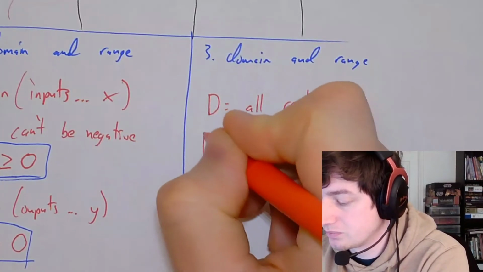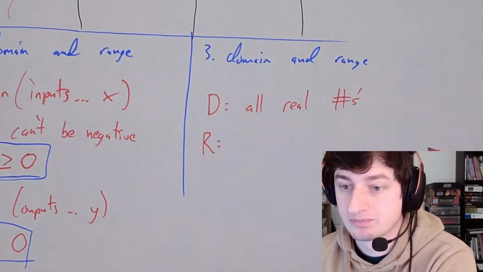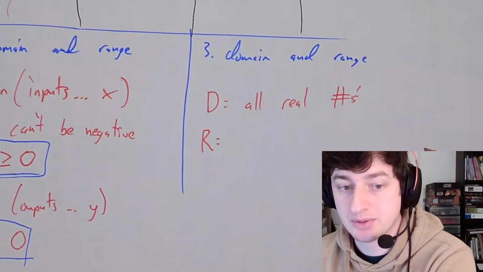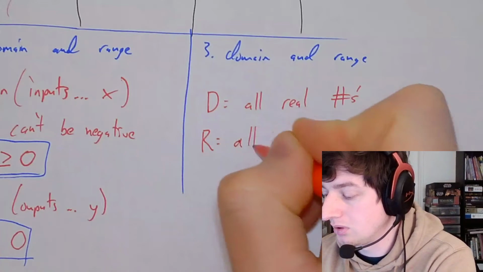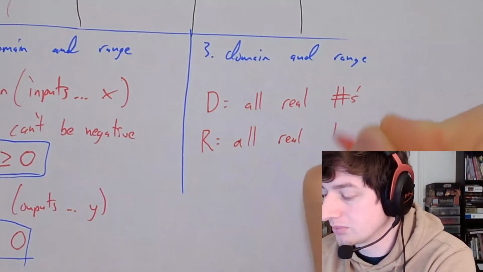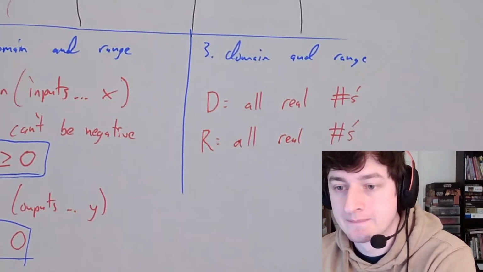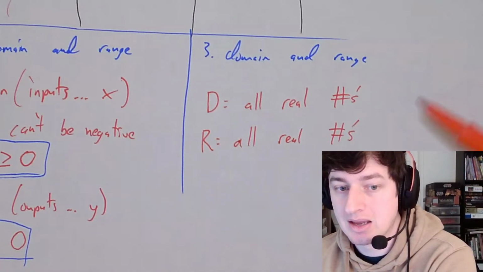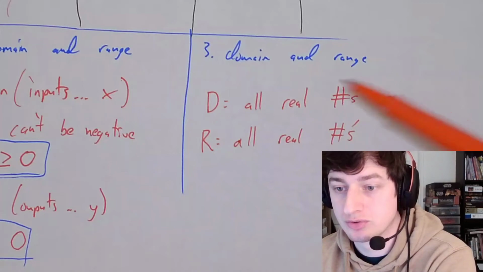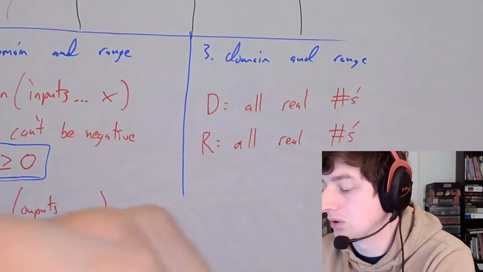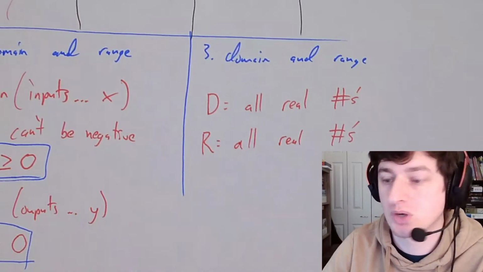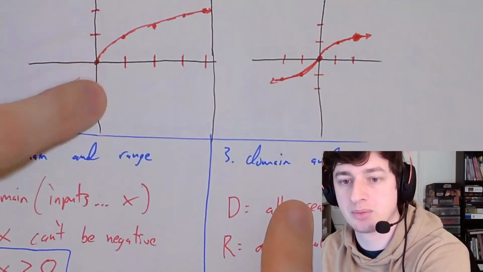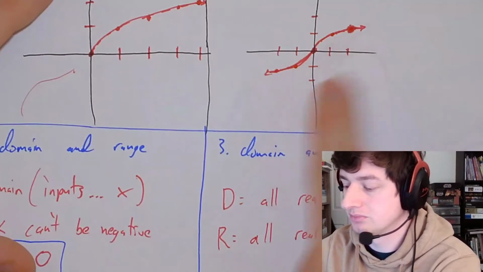What about the range? Well, if you put in any real number, the cube root function is going to give you all real numbers. And I want to say this will always be true for the cube root functions. It will always be all reals for the domain and range. It's just the square root where there's nothing at parts of the graph. For the cube root, there's always something.